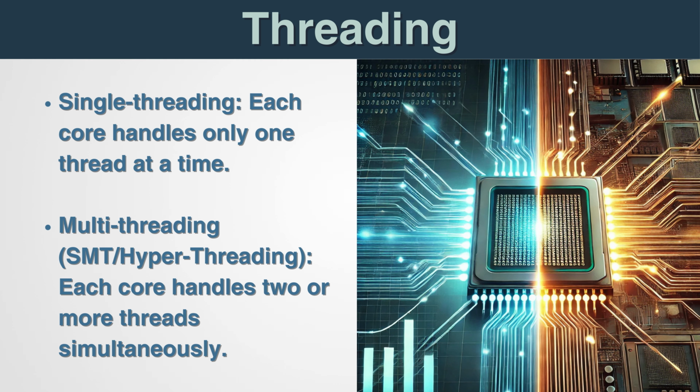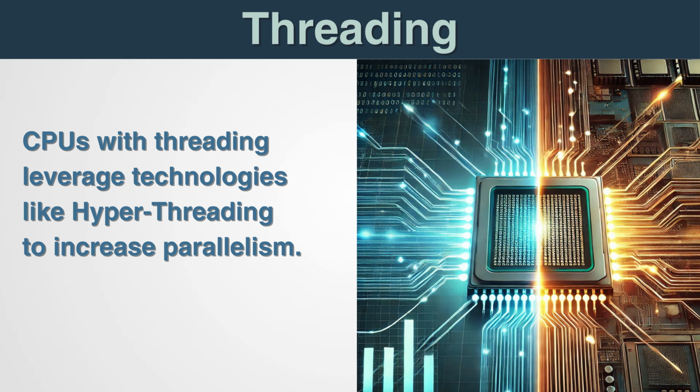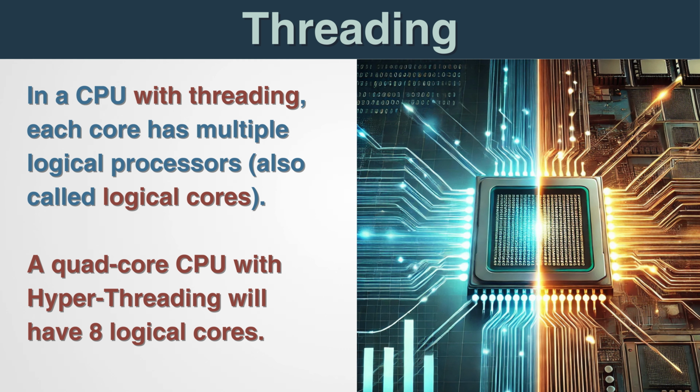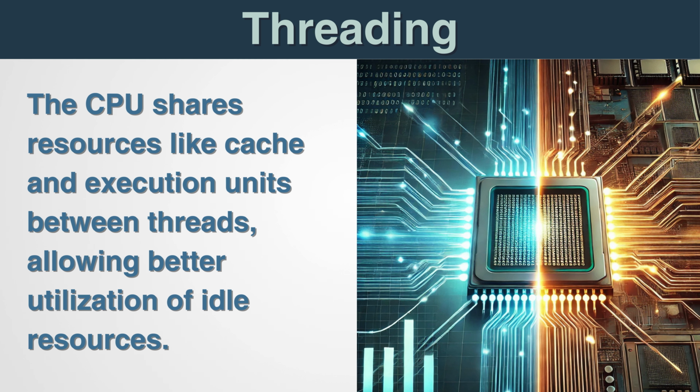multiple threads concurrently. CPUs with threading leverage technologies like hyperthreading to increase parallelism. By enabling each physical core to process multiple threads simultaneously, these CPUs improve performance, particularly in multi-threaded applications. In a CPU with threading, each core has multiple logical processors, also called logical cores. For example, a quad-core CPU with hyperthreading will have 8 logical cores. The CPU shares resources like cache and execution units between threads, allowing better utilization of idle resources.